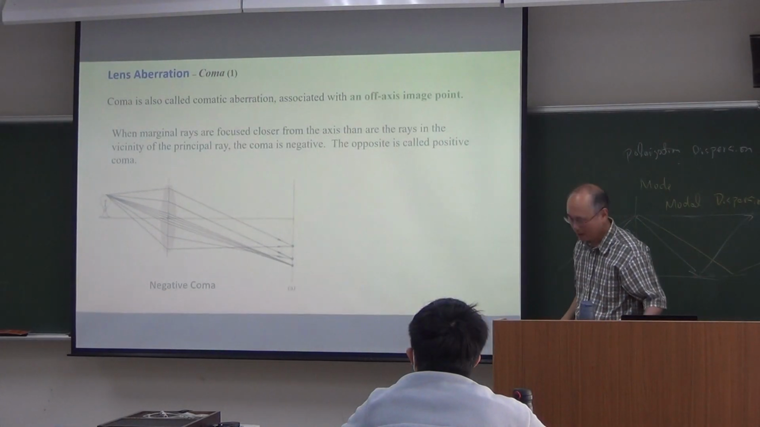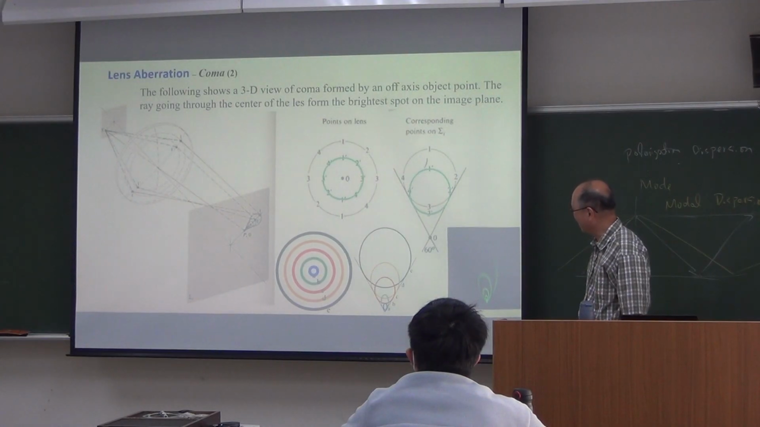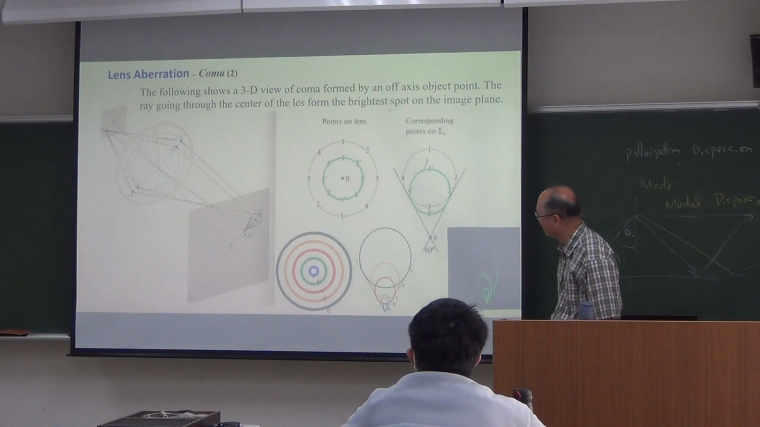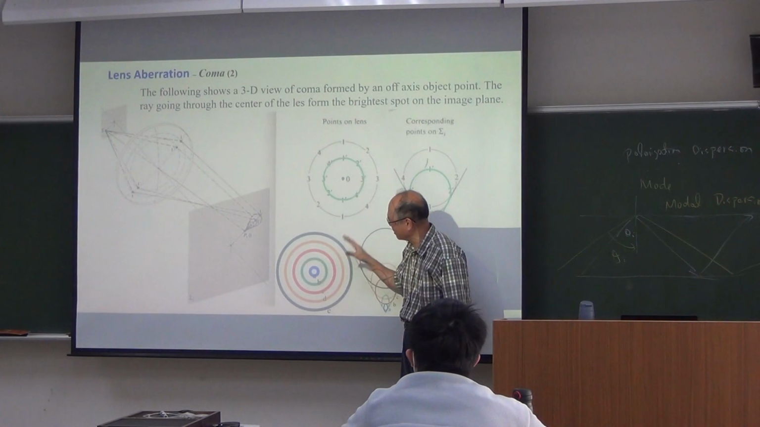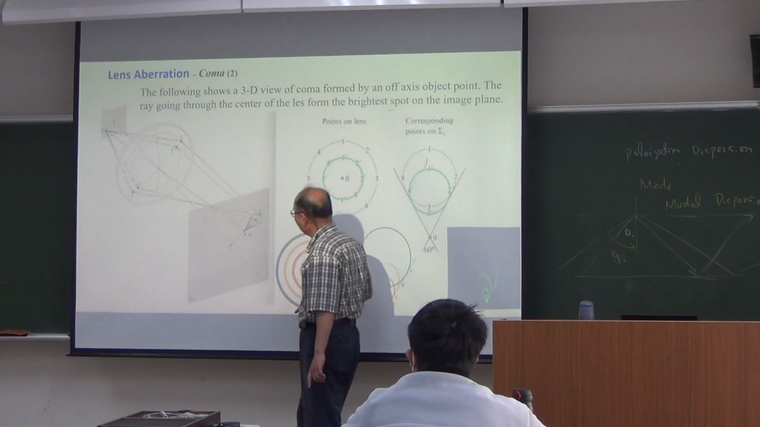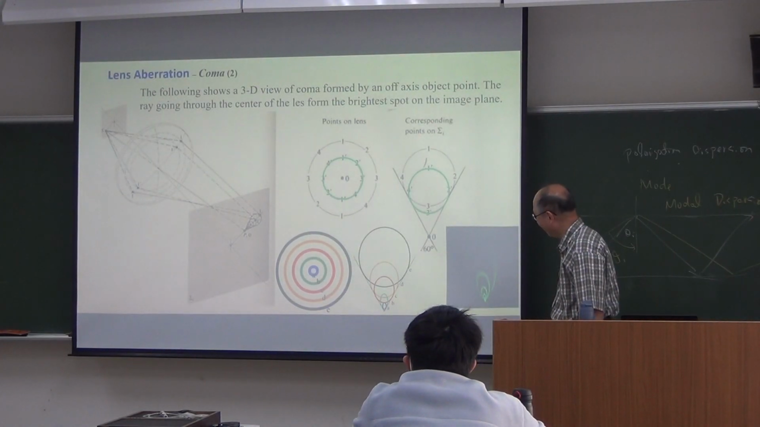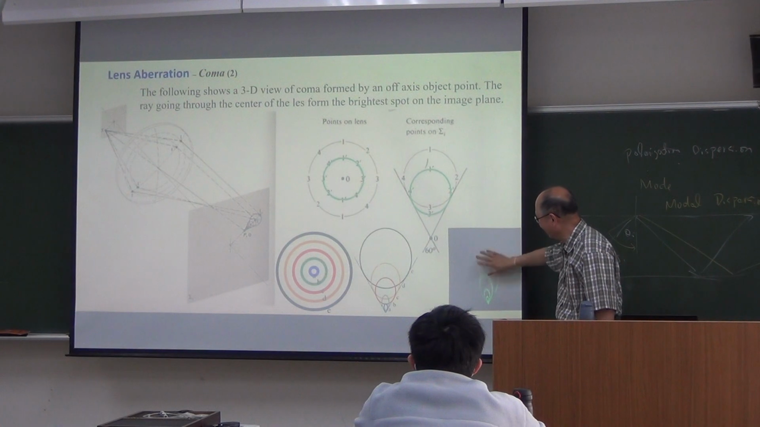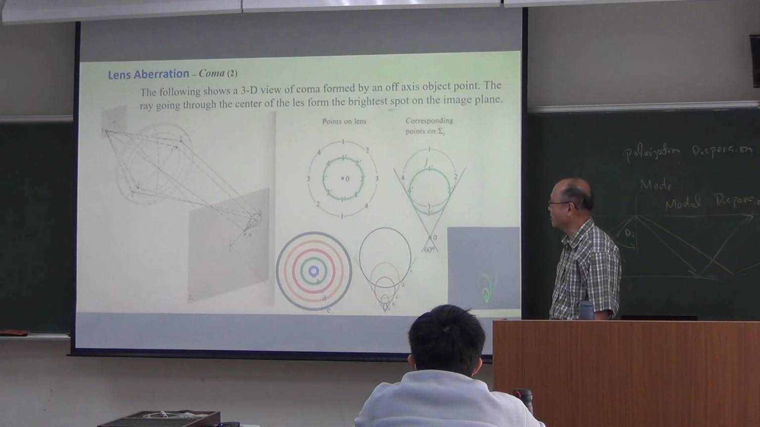And I have an experiment. This experiment is quite easy to do. You just have a transparency, and then have different plots to transmit the light, and put it in front of the lens, and you're going to see that the different circles will be focused to different locations on the image plane. And this is associated with the off-axis image point.